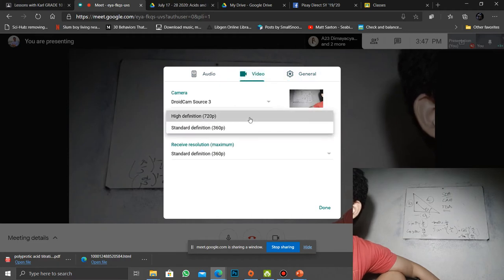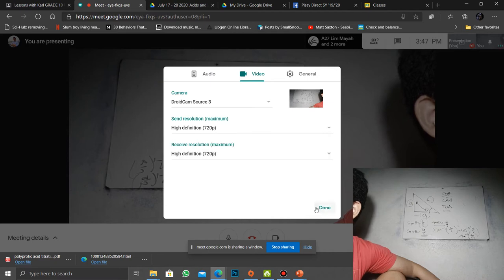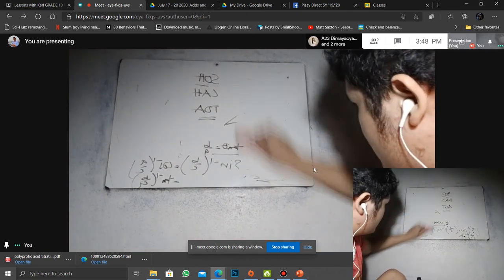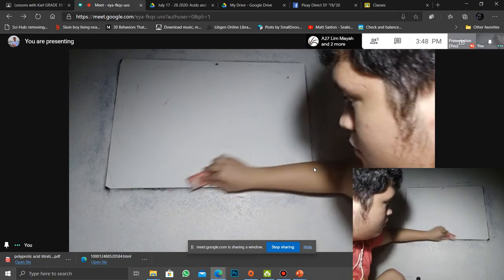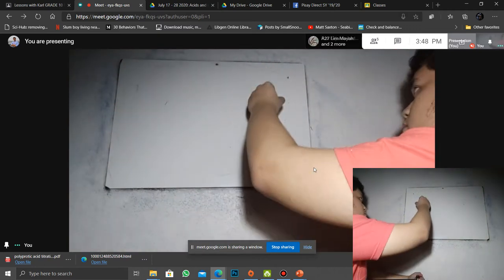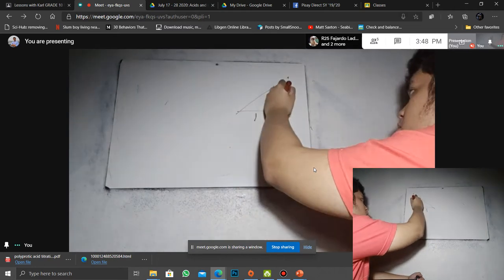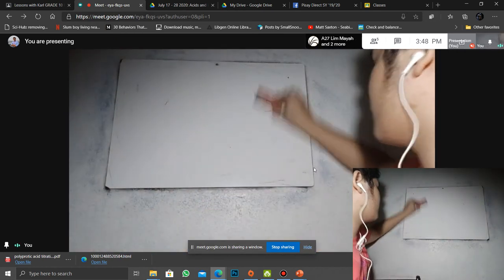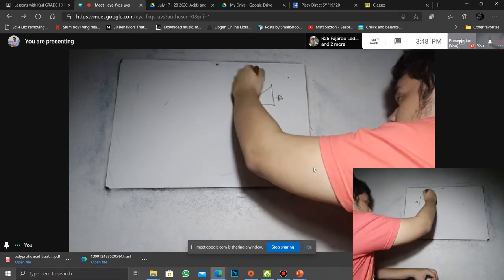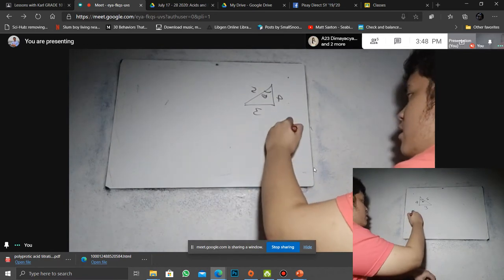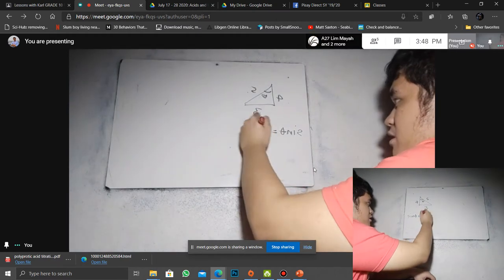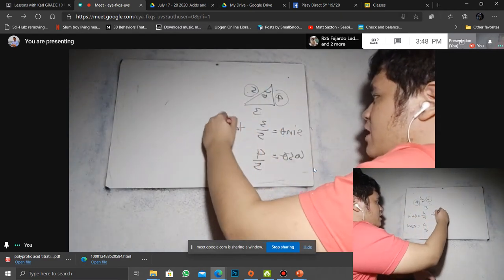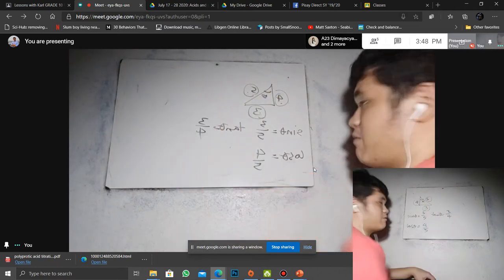Let me fix yung resolution. Yan, there we go. Sige, example. Example, ito. Hindi yung right triangle. Sorry. Isa pa. 3, 4, 5. Ito, theta. Sine theta equals opposite over hypotenuse. Cosine theta, adjacent side over hypotenuse. Tangent theta equals opposite side over adjacent, 3/4. Okay?